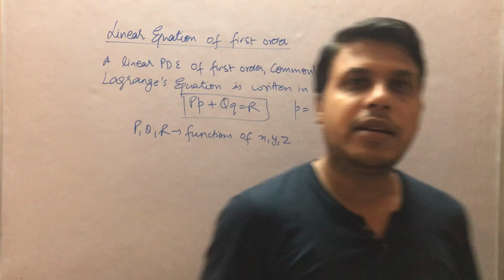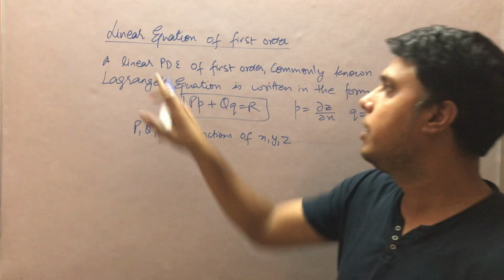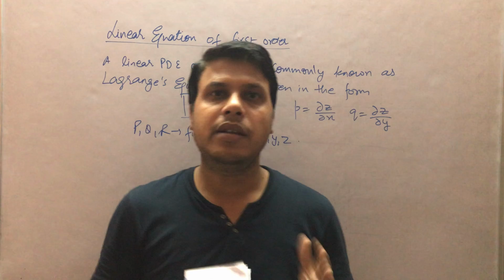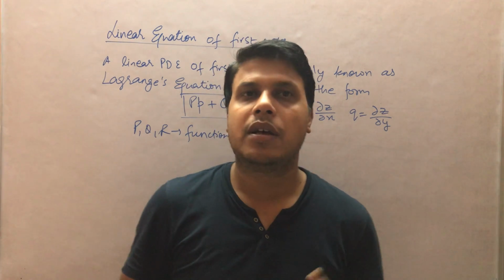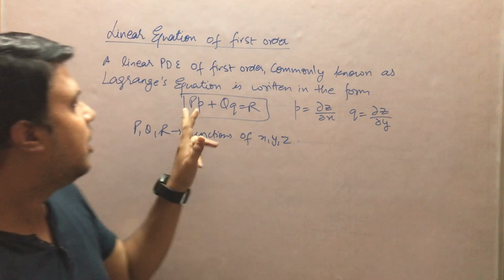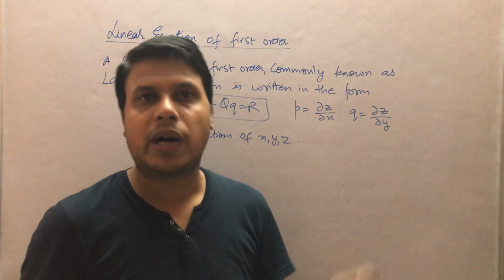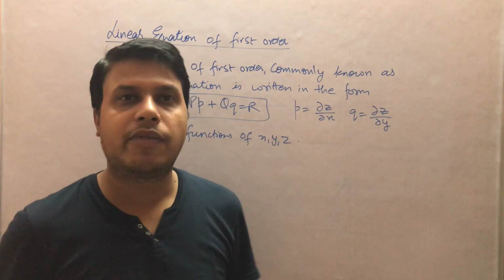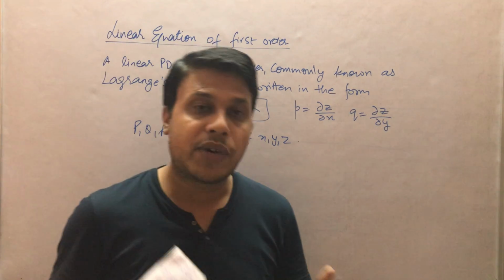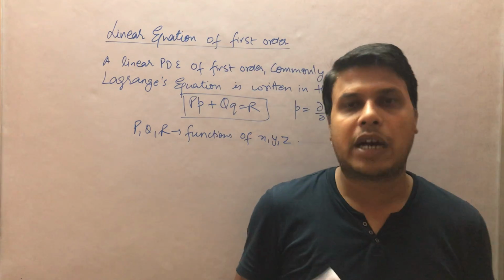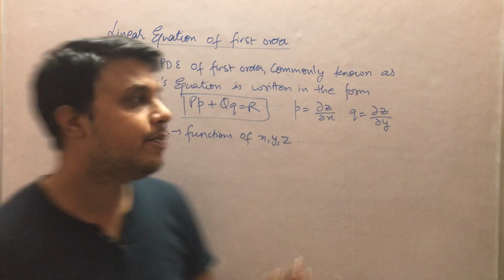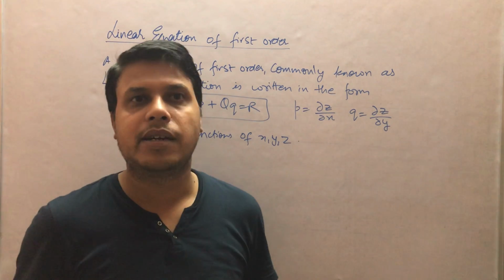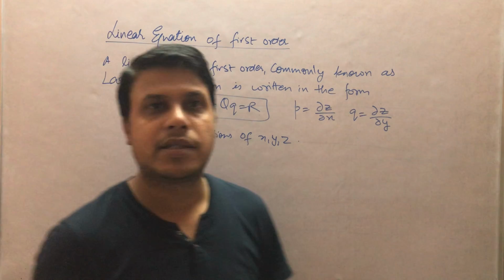So generally, a linear partial differential equation of first order is commonly known as the Lagrange's equation, and the standard form of writing the linear equation, or we can say Lagrange's equation, is P times p plus Q times q equals to R, where small p represents del z over del x and small q represents del z over del y, and where capital P, Q, R are the functions of x, y and z. I hope this is clear, and this is the very basic of the Lagrange's equation, in which we can see how a linear equation is represented, and this representation is generally known as the Lagrange's equation.